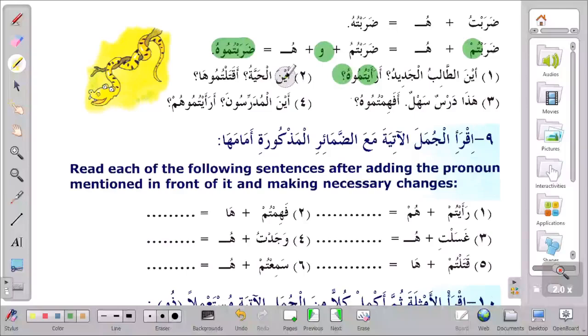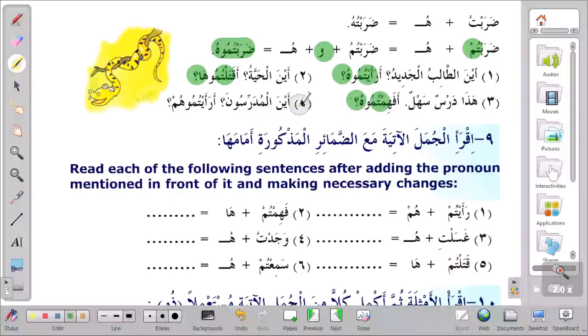Okay, then we'll have the second one here. Aina al-hayyah? Where is the snake? Qataltumuha. You see, again a similar thing. The verb is ending with tum, and then we have a ha, a pronoun that is to be attached. So you add the wow. Okay, hadha darsun sahl. This lesson is easy. Afahimtumuhu, do you understand it? So fahimtum, you see the verb is ending with tum.